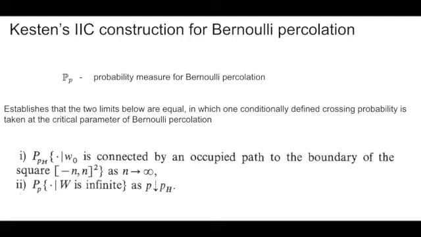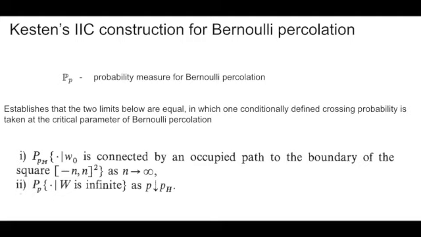So basically, Kesten's incipient infinite cluster establishes that the 2 limits below are equal, in which one is a conditionally defined crossing probability taken at the critical parameter of Bernoulli percolation, which, as we have been mentioning, is a half from his seminal 1980 paper. He looks at the probability, at this critical parameter p_H, that W_0 is connected by an occupied path to the boundary of this square as n tends to infinity.